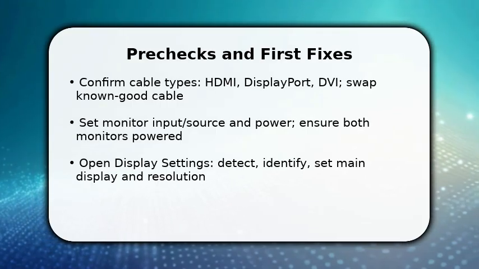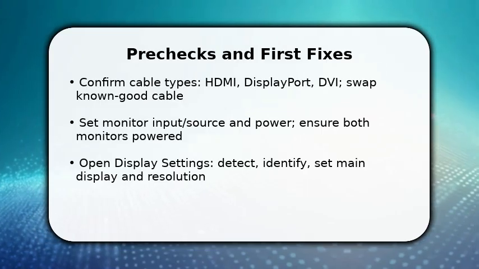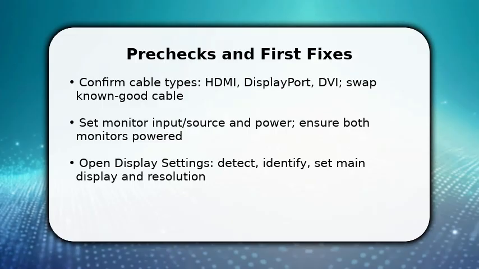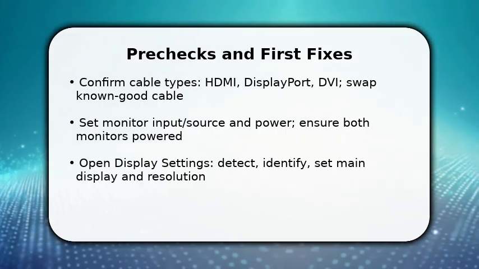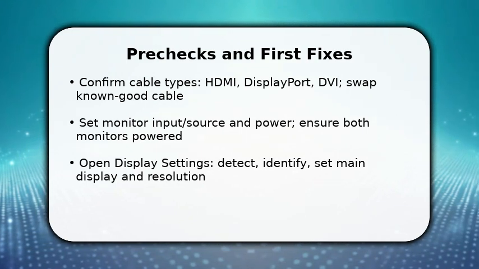Once done, open your operating system display settings and click Detect or Identify. You want to see two displays and set the primary monitor and resolution. These steps eliminate common hardware and configuration mismatches before deeper fixes.